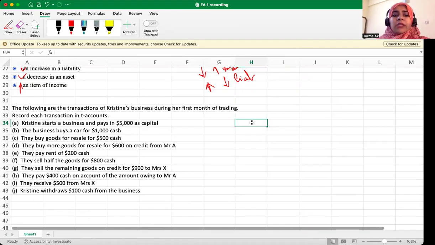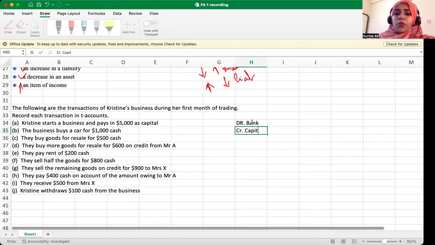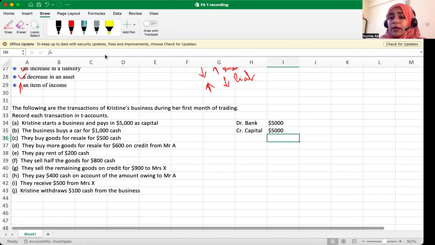Christine starts a business and pays in $5,000 as capital. So here, when they start the business, we are introducing cash into my account. So debit bank and credit capital. You have to think carefully and open the relevant accounts. That is something you will learn over time as you practice. We will put $5,000 in both places. We're debiting bank. Bank increases, it's an asset, and capital is coming on the liability side of the balance sheet.